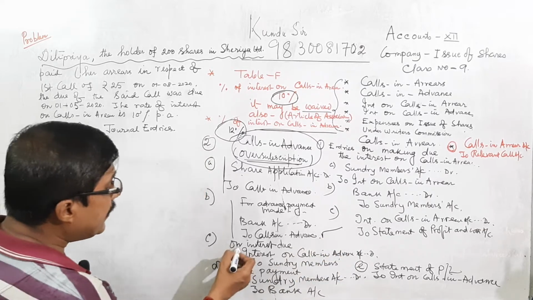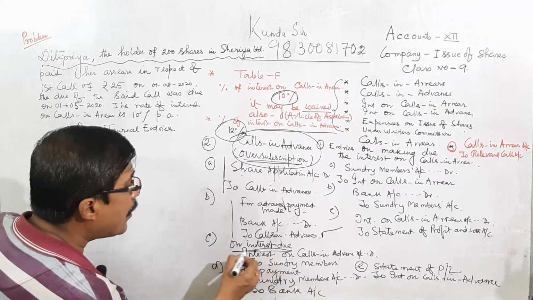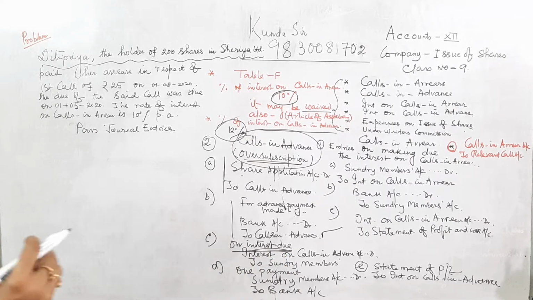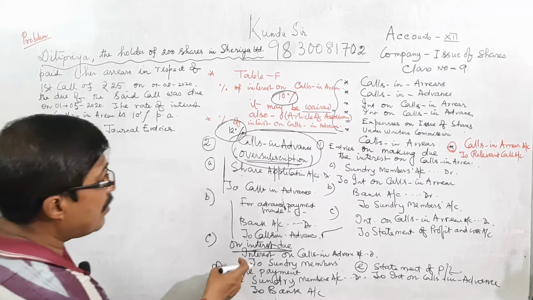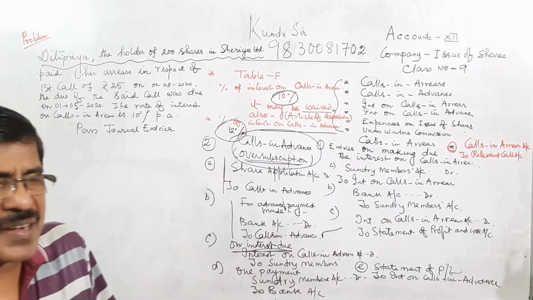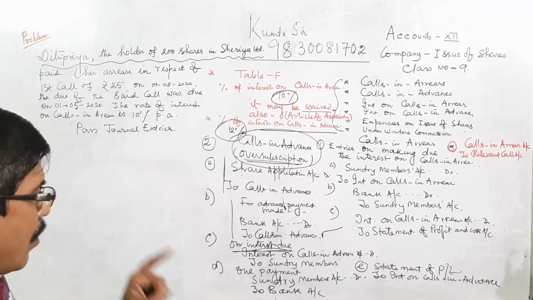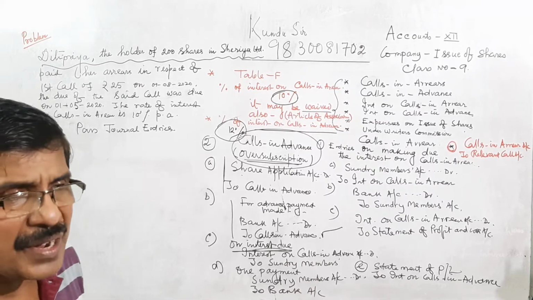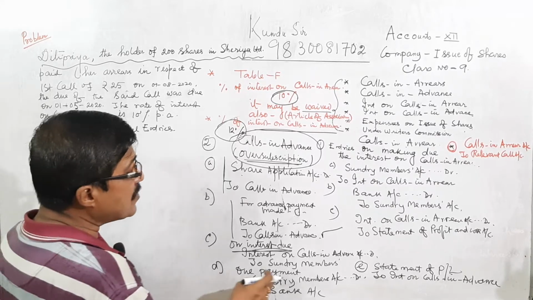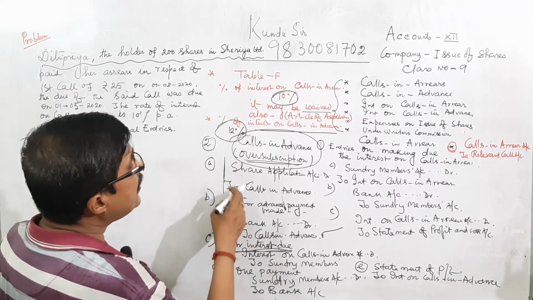Thereafter, on interest due, interest on calls in advance is an expenditure to sundry members account. Then sundry members account will be credited, and interest on calls in advance account will be debited, because it is expenditure.